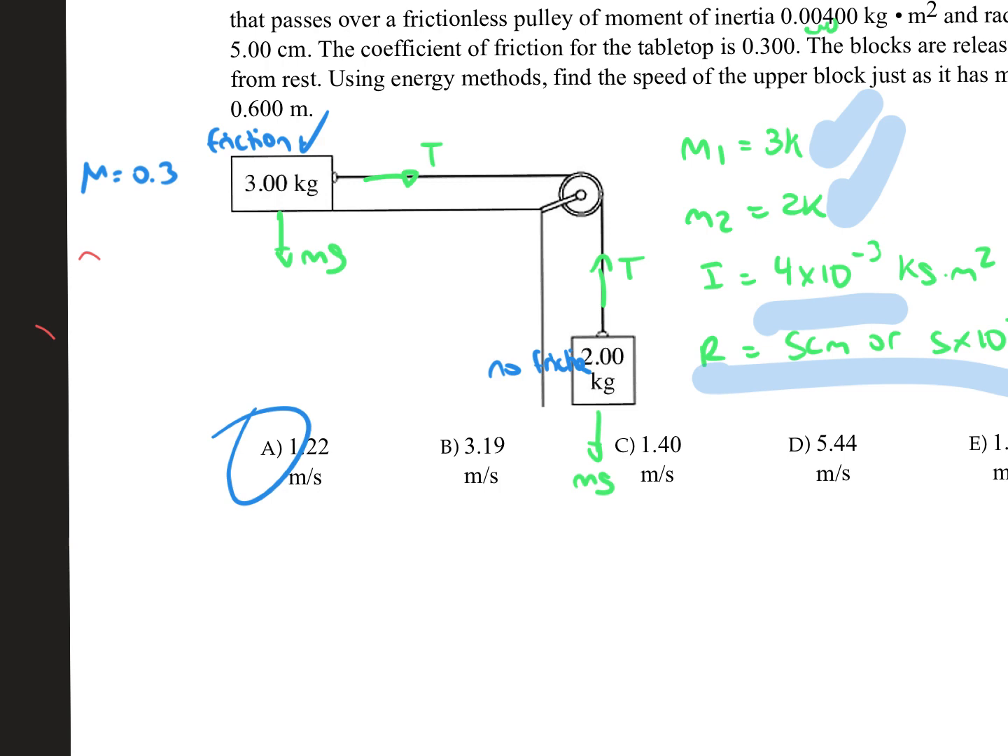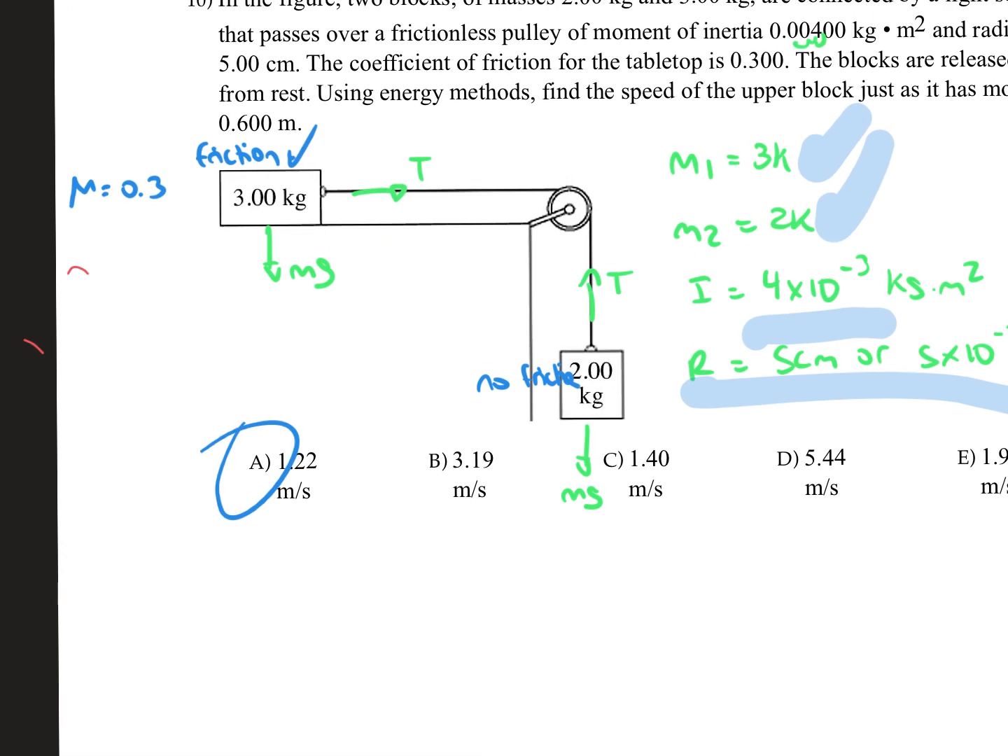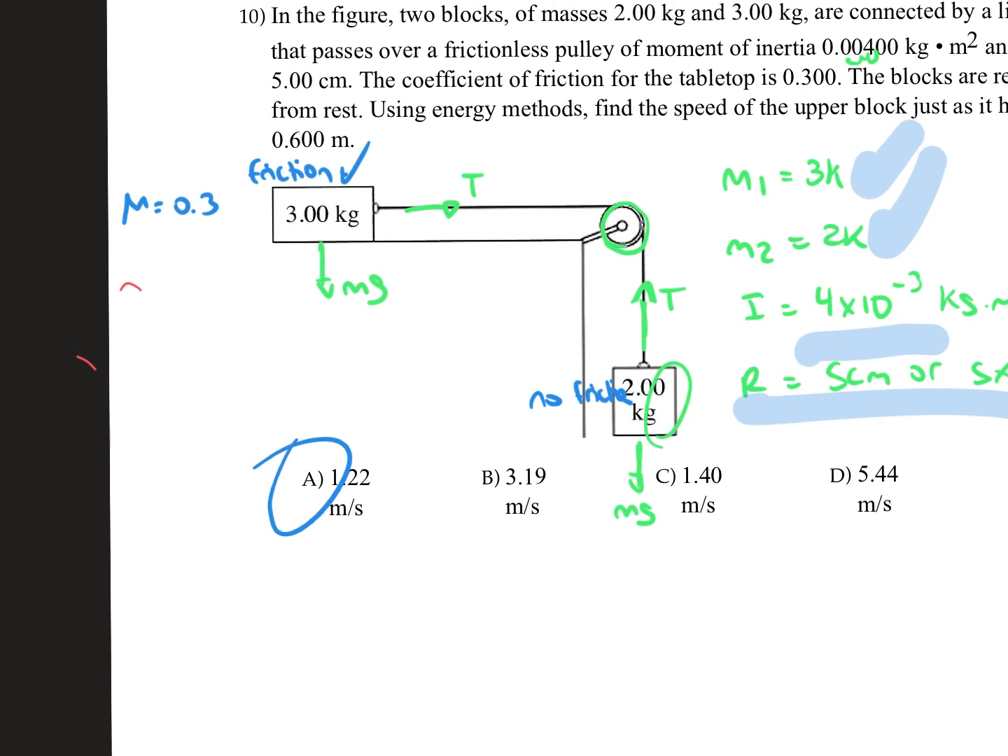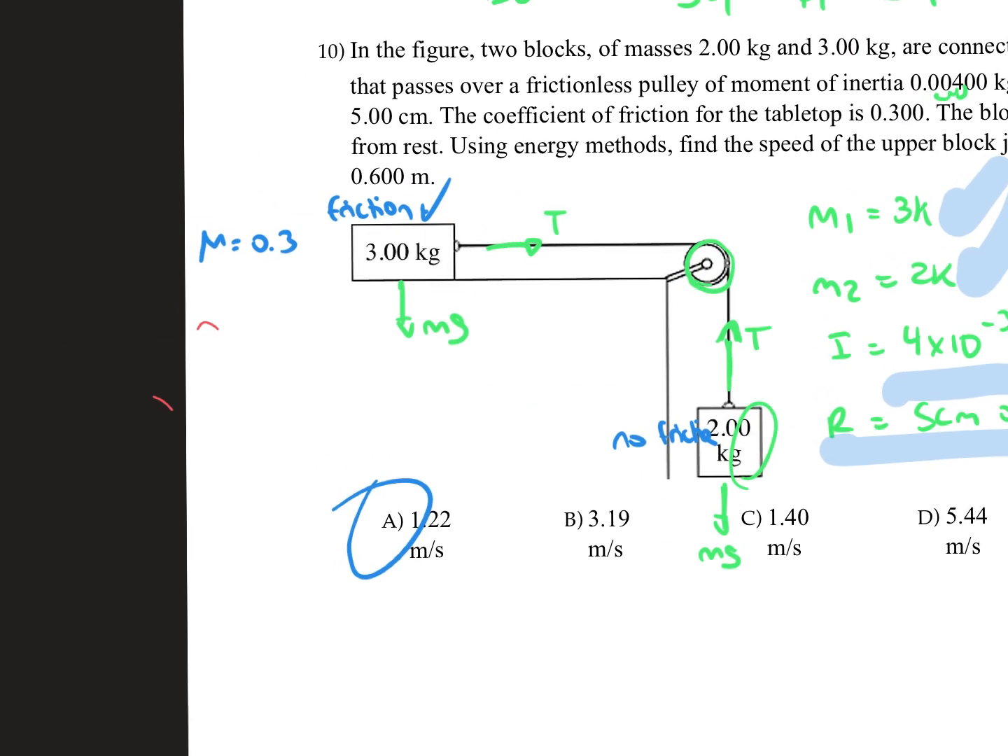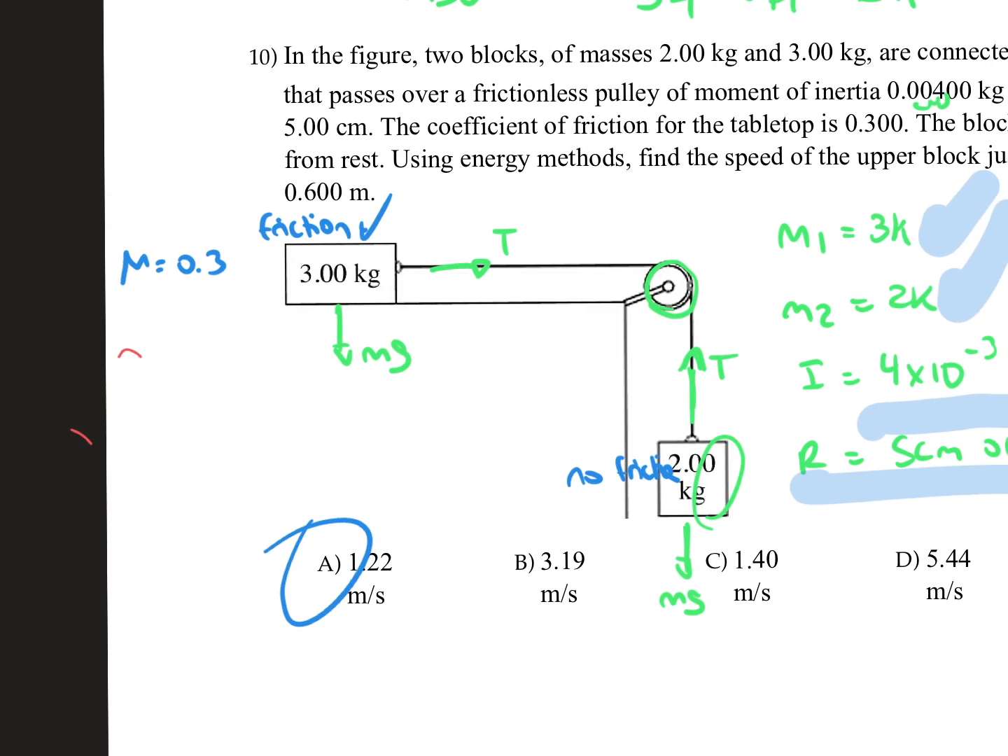One thing we should also notice is that on the mass of 2 kilograms, we have one tension that is going upwards to the cylinder, and we have the weight going down, but there is no friction. On mass 3 kilograms, we do have a friction, and they're giving us the value 0.3. And also, we have the weight going down.